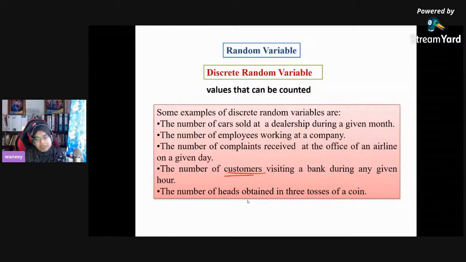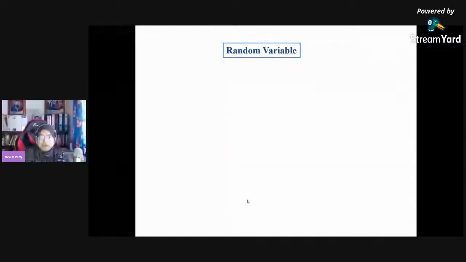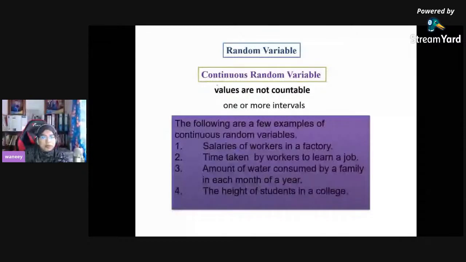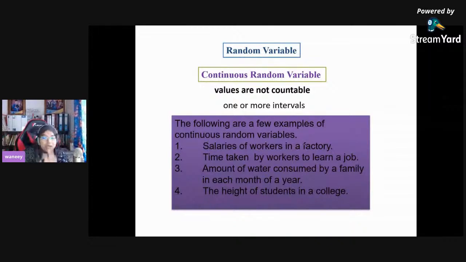Okay, next. A continuous random variable. These are values that are not countable, so we cannot count like these. So we are definitely going to have one or more intervals for them. For example, the salaries of a worker in a factory, we can say between 5 to 7. Time taken by workers to learn a job.